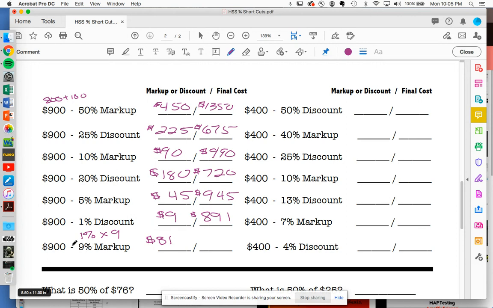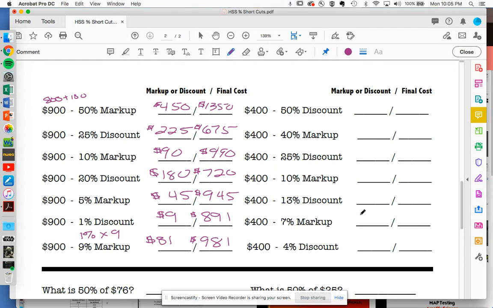Okay, so 9% of that $900 would be $81. When I mark it up, I add it to it, so it'd be $981. Again, when you're finding a single percent, you find 1% and then multiply it by whatever that number is. Pretty simple.